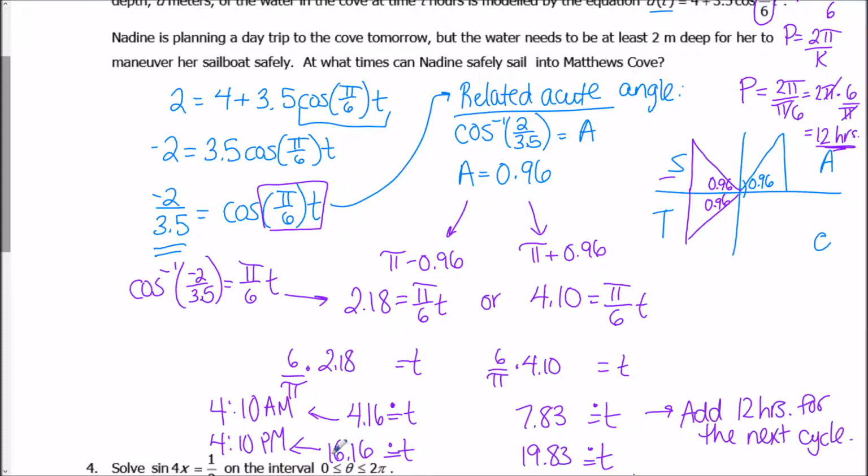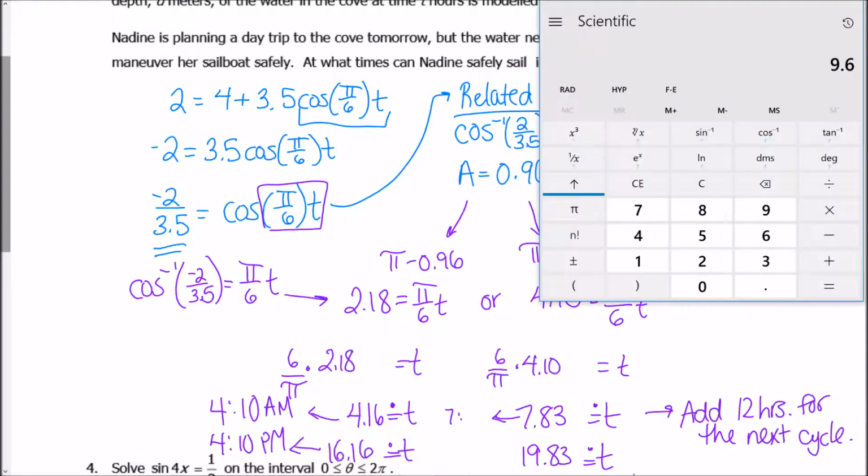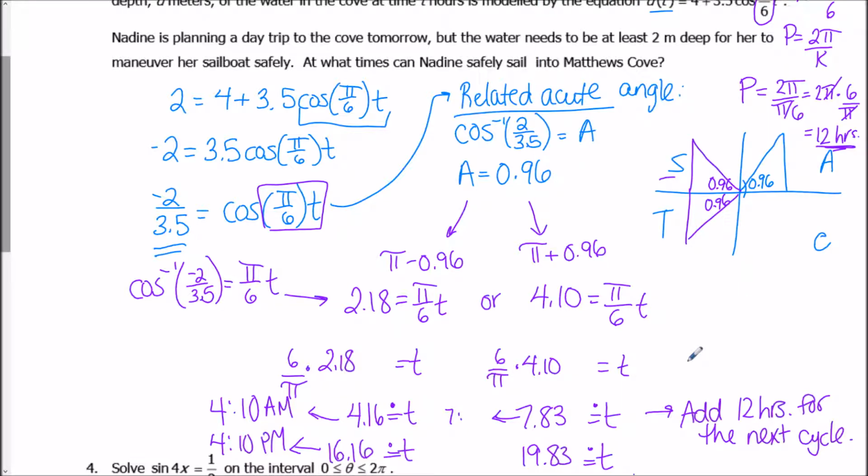16 o'clock is 4 hours after 12 o'clock. Add 4 hours onto that, and we figured out 0.16 is 10 minutes, okay? And then for this one right here, it's about 7, and then let's figure out 0.83 times 60 gives me about 50 minutes, so 7:50 a.m. And then this value right here is 12 hours later, so 7:50 p.m.